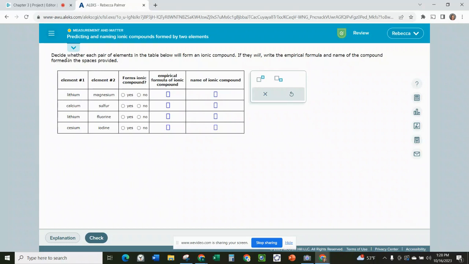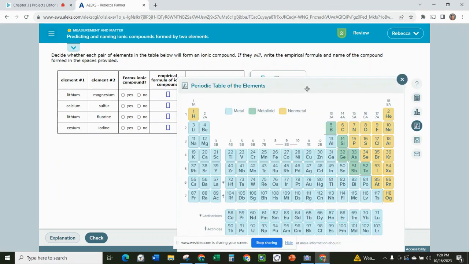So what we do is we decide if our elements are going to form an ionic compound. Then we write the formula, and then we also write the name. So the first thing that we need to do is look at our periodic table. For an ionic compound, we must have a metal and a nonmetal. It could be, in this column, nonmetal and metal. It doesn't matter. We just need, somewhere in our grouping, a metal and a nonmetal. So that's our first thing, and then we'll look at the formula in a minute.